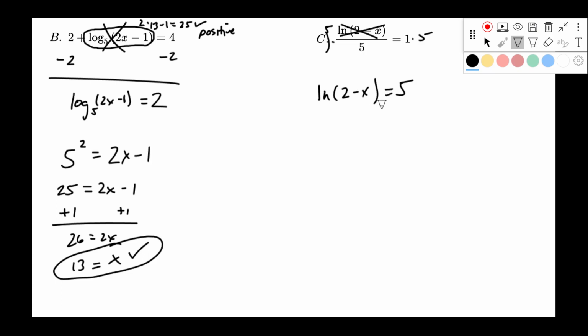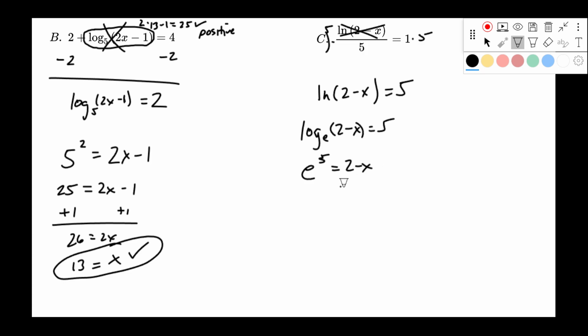Now, I want to switch the form on this. Log, or natural log, is a fancy way to say log with base e. Switch the form. So e to the 5th equals 2 minus x. I'm going to try to solve for x.